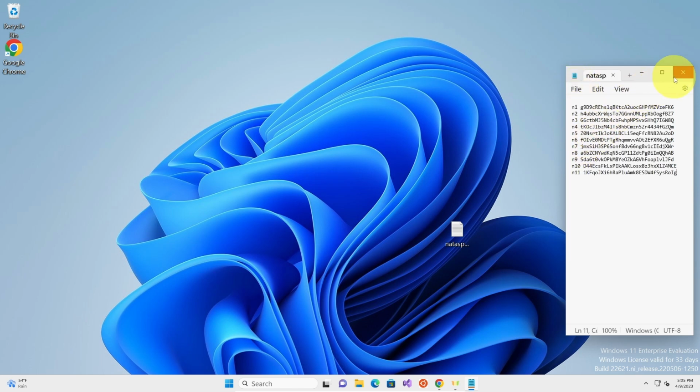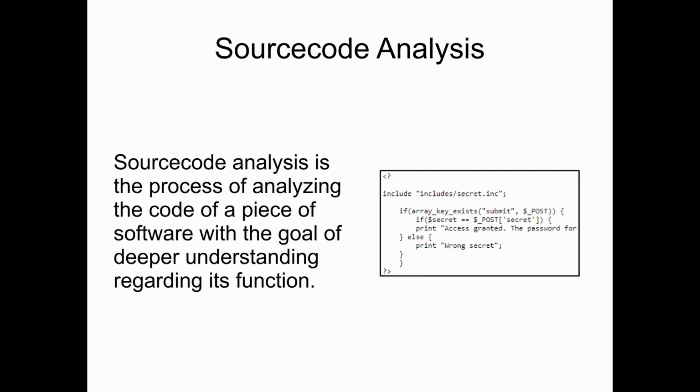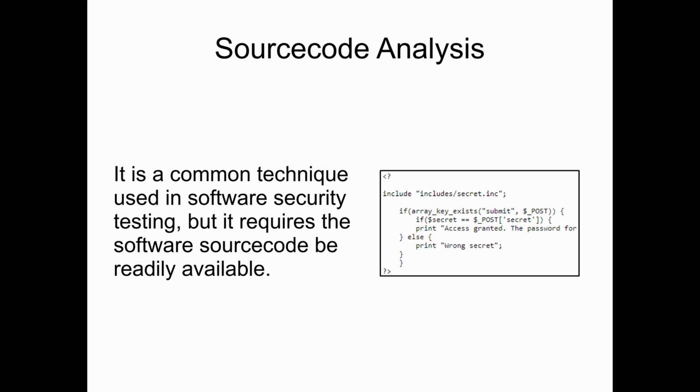That's the end of Natas Level 10. Let's review the web exploitation concepts we learned in this workshop. Source code analysis is the process of analyzing the code of a piece of software with the goal of deeper understanding regarding its function. It is a common technique used in software security testing, but it requires the software's source code be readily available.